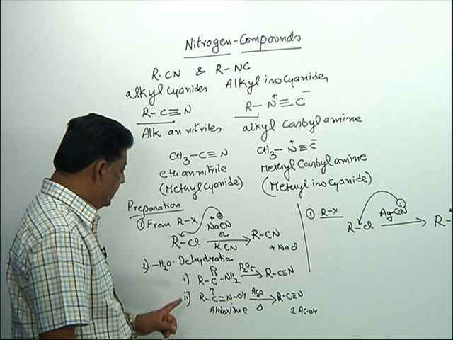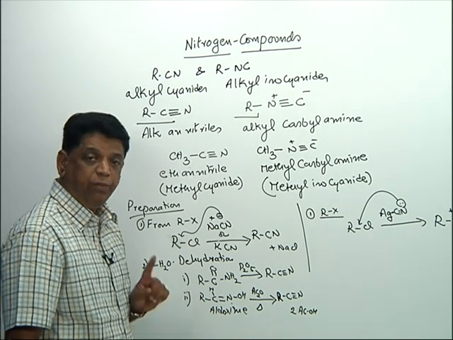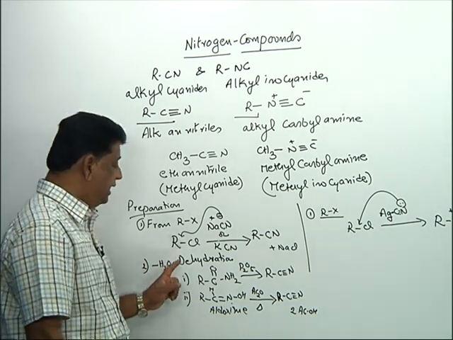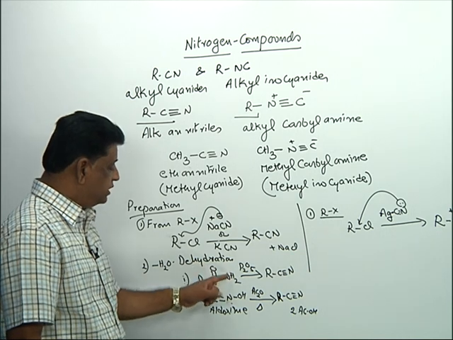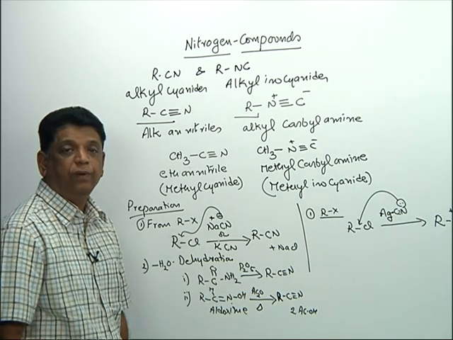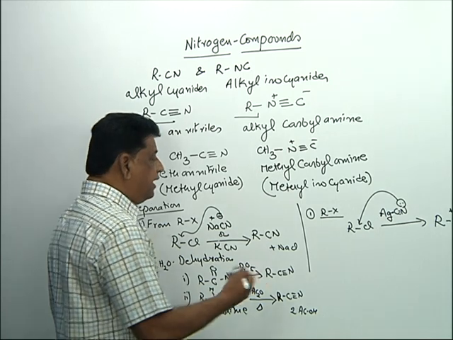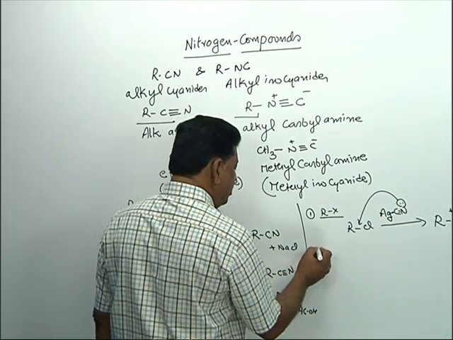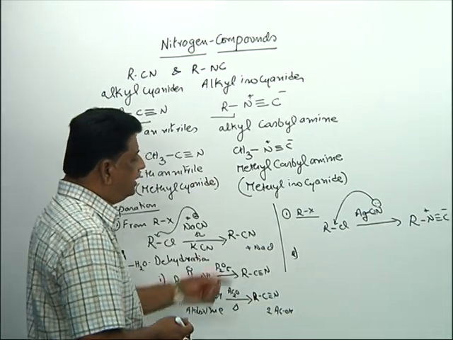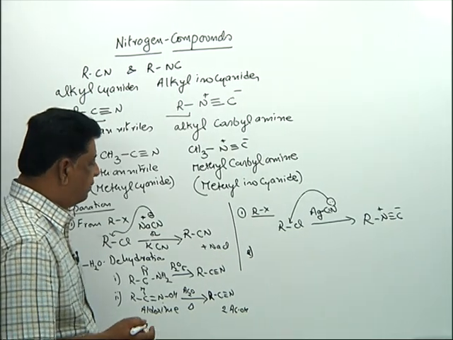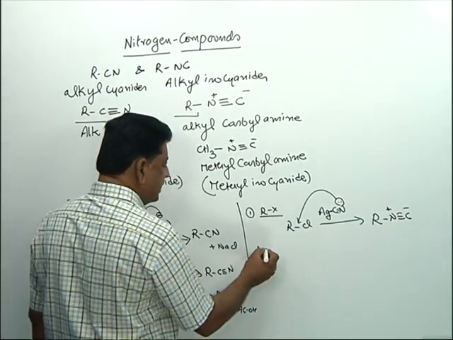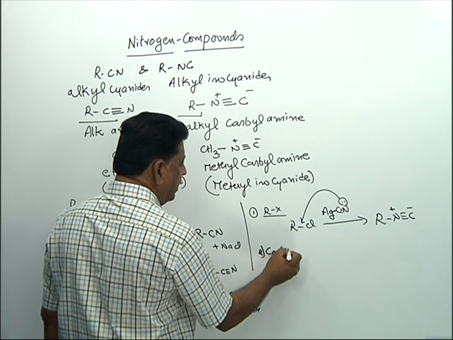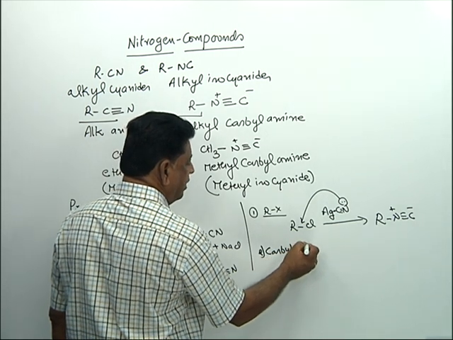This is the second method. The method is based on the removal of water, that is known as dehydration. From the molecule H2O is detached, so therefore the corresponding cyanides are formed. In the other case, isocyanides can also be prepared by using one name reaction called the carbylamine reaction.